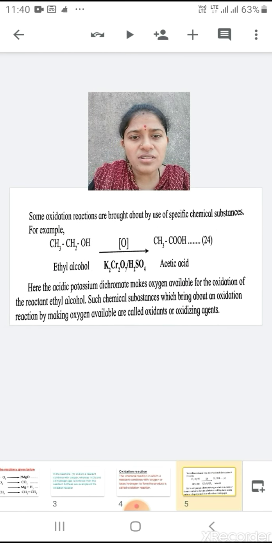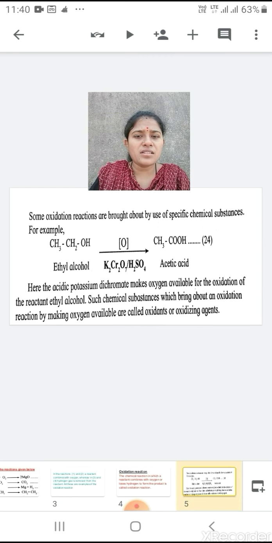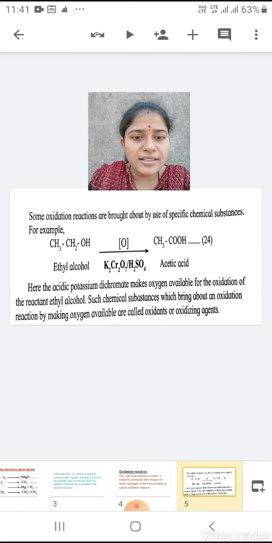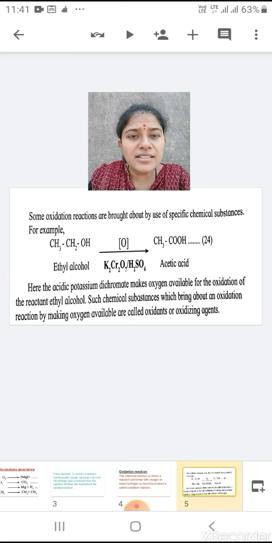Now some oxidation reactions are brought about by use of specific chemical substances. They have given one example. Example is of ethyl alcohol. Okay, ethyl alcohol getting converted into acetic acid. The common name for acetic acid is vinegar. Okay, the vinegar that we use in our day-to-day life, yes, that vinegar. And the formula for acetic acid is CH3COOH.